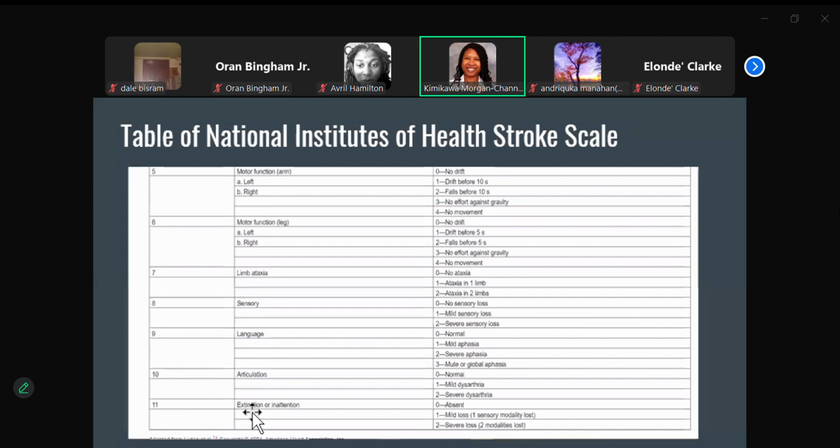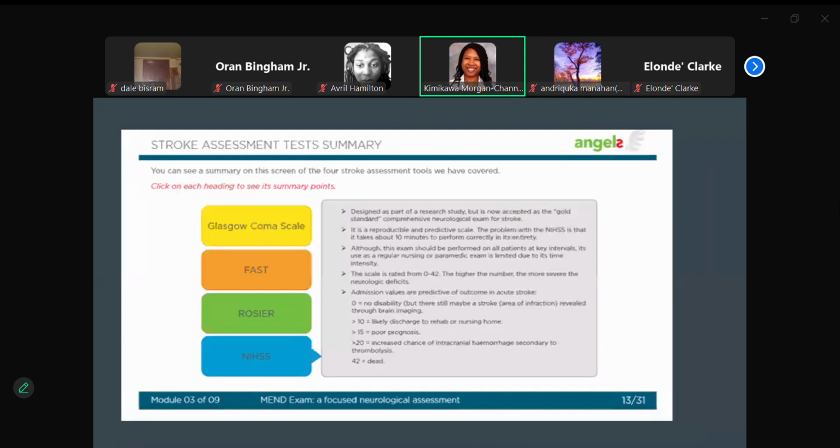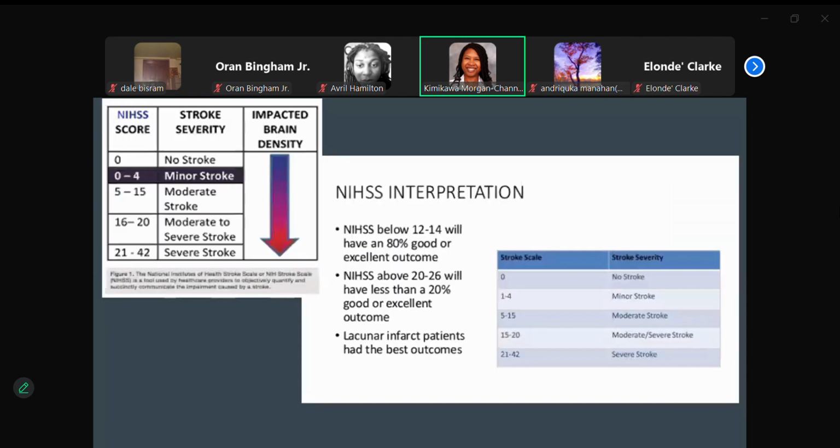Just to let you know, extinction and inattention happens with parietal stroke syndrome. Just give you that little tidbit there. All right. And yes, GCS is important because low GCS also makes the patient highly likely to have mortality and morbidity. And with the NIH score, it also gives us stroke severity. So 0 to 4 is minor stroke, 21 to 42 is considered a severe stroke. And they have poor outcomes, really poor outcomes, right? Just to let you guys know about that.